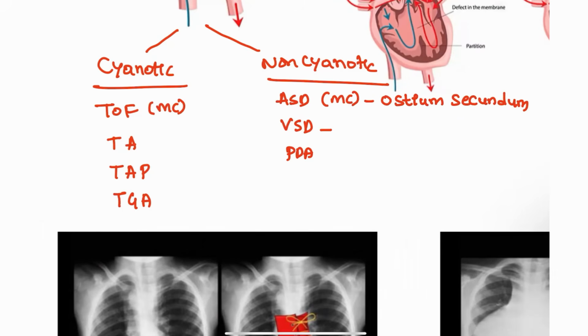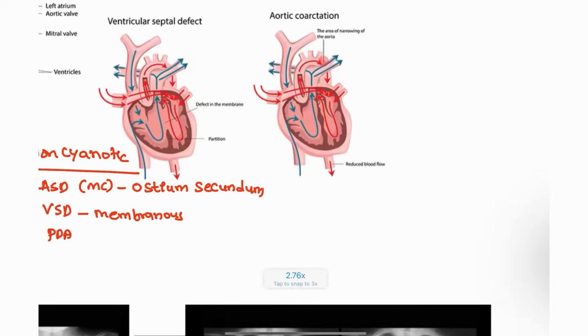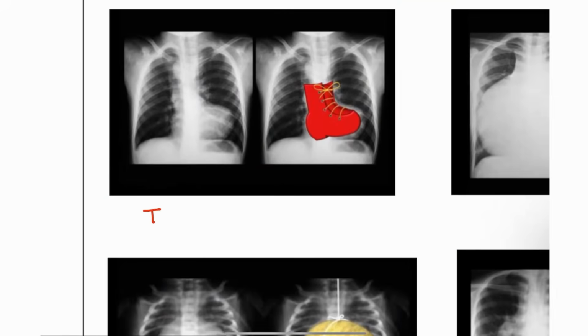And the VSD, it is going to be the membranous type of VSD that is going to form. And what are the murmurs that are associated with these things, guys? First, we will see some of the important points and chest X-ray findings. So this is tetralogy of Fallot. So the boot-shaped heart will be seen.